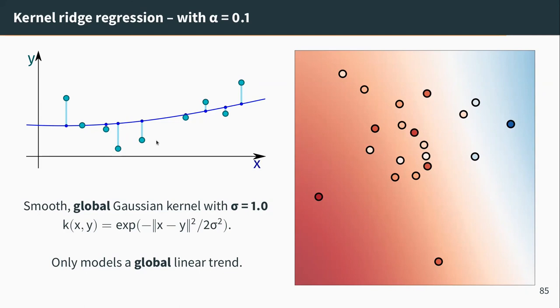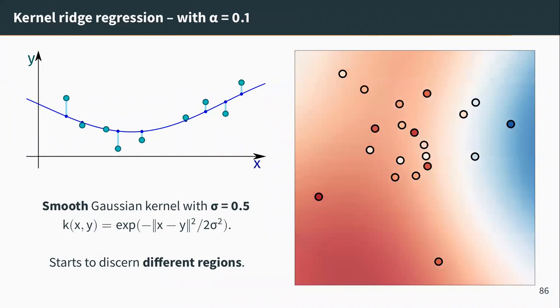So here sigma is equal to 1. And everything is super smooth, you get something that looks like a linear regression because the model is unable to see detail. It's as if he was very myopic. He cannot see any detail. If you want to get a closer fit, you just have to decrease the radius of your kernel.